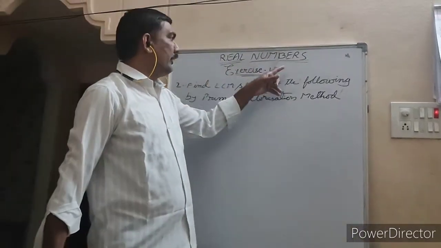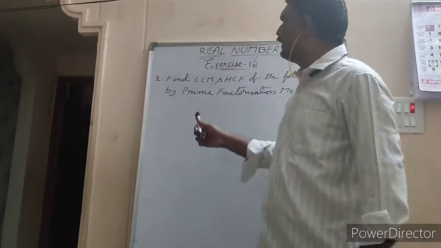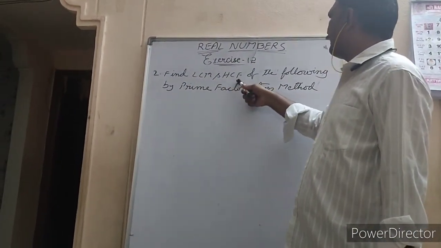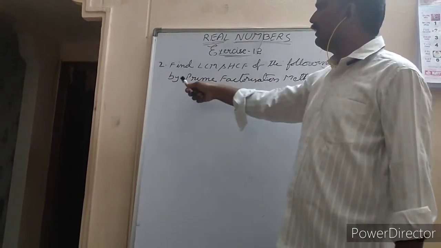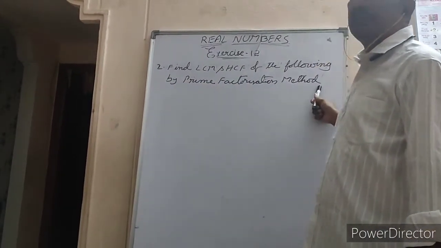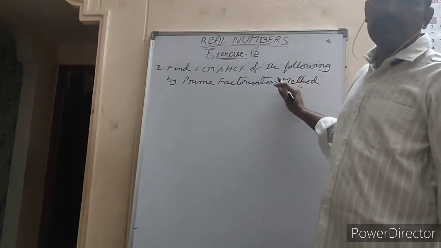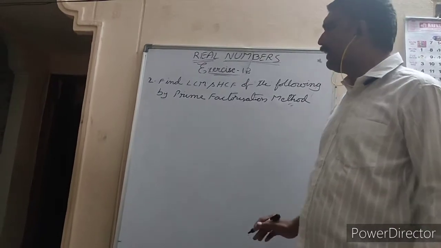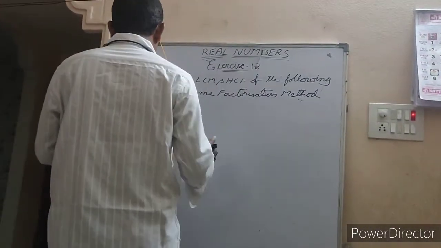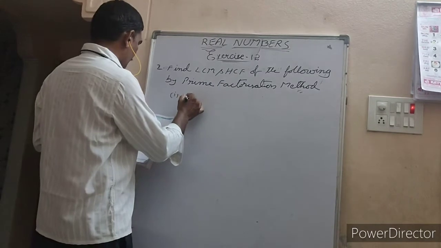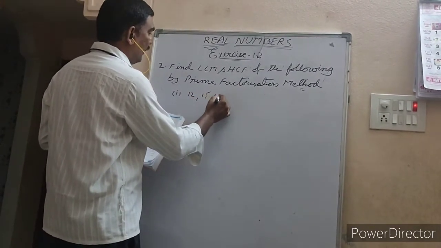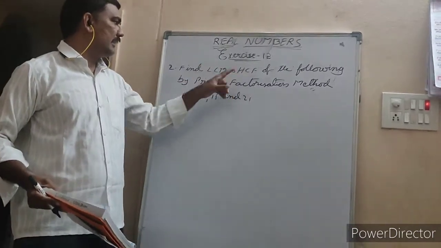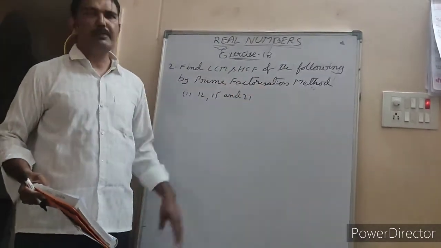Now exercise 1.2, and we will discuss the second problem. Find LCM and HCF of the following by the prime factorization method. Here they mentioned the method, so we have to use the same method to do the problem. The method name is prime factorization method. So the first question is 12, 15 and 21. You have to find LCM and also HCF by using the prime factorization method.